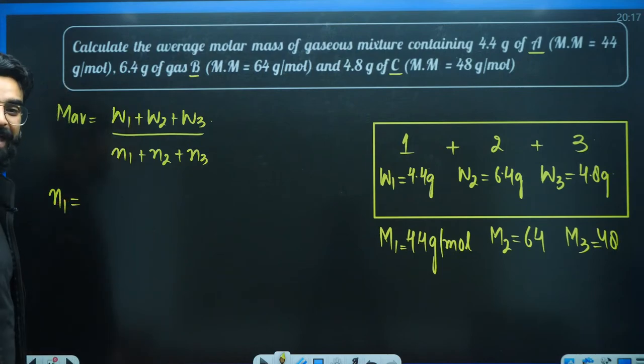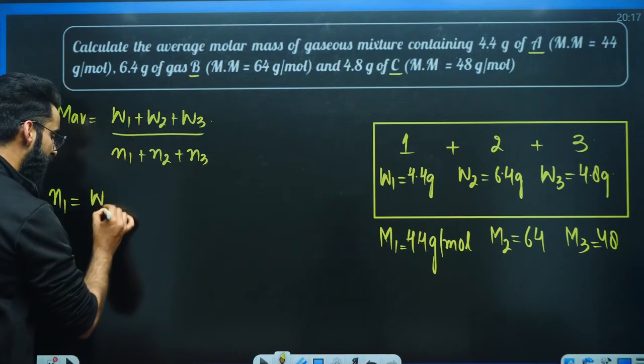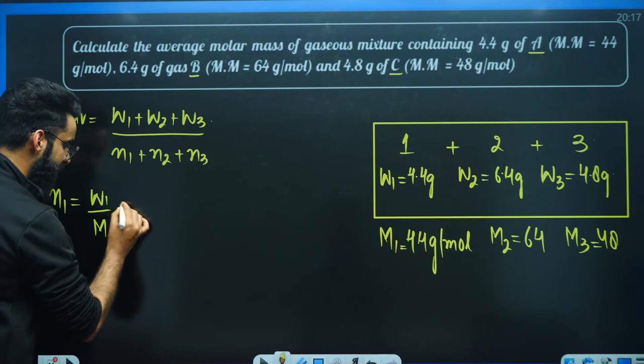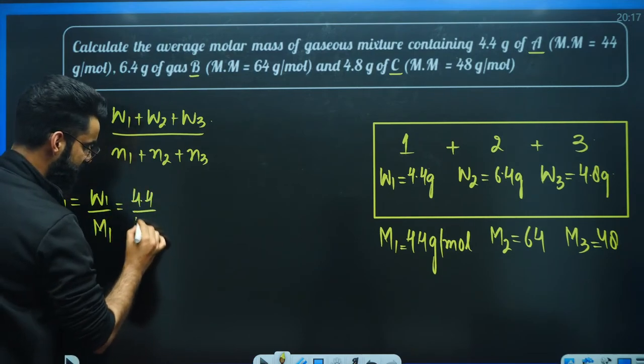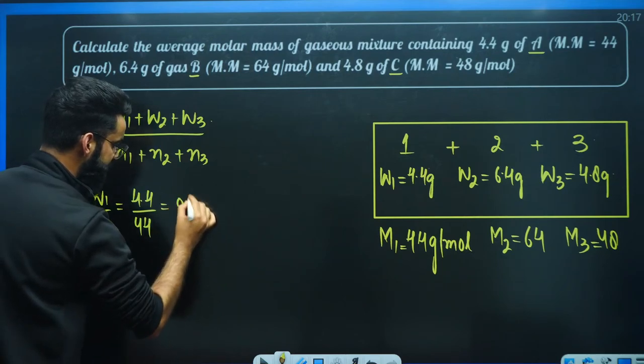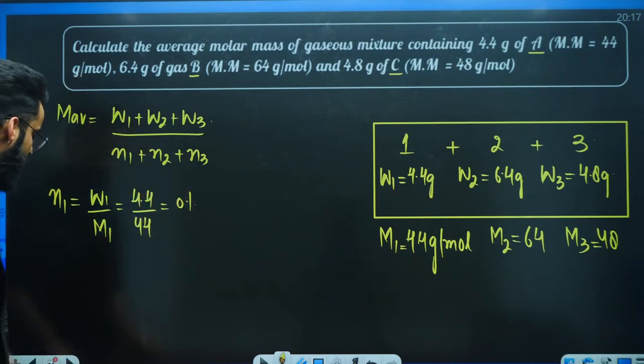Can I say number of moles of gas 1 in the container will be equal to mass of gas 1 divided by molar mass of gas 1? And mass of gas 1 is 4.4 grams. Molar mass of gas 1 is 44 grams. The value will be 0.1. So I got the value of N1.